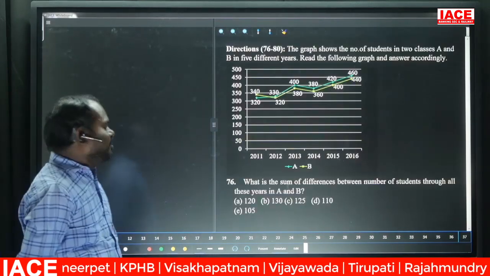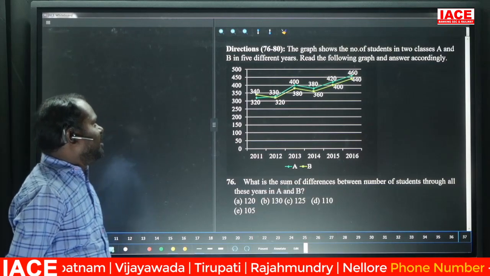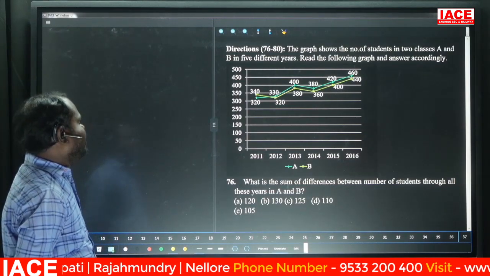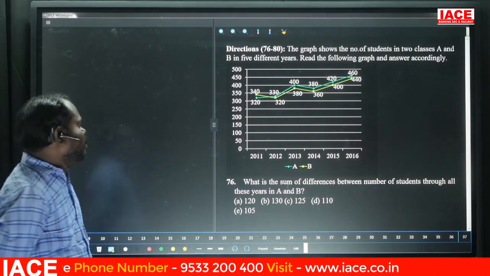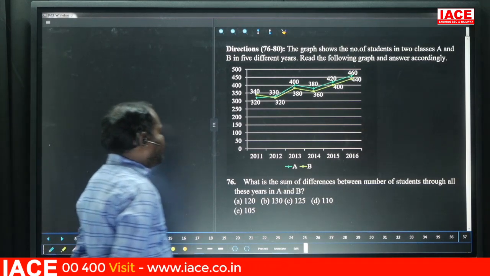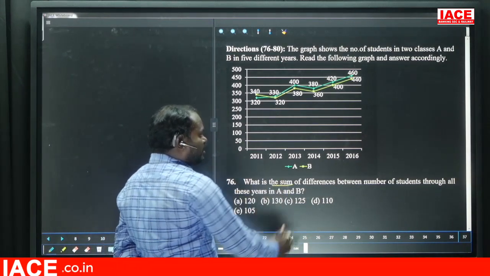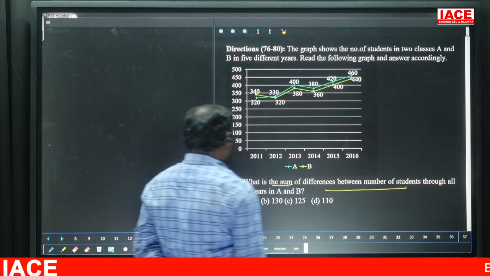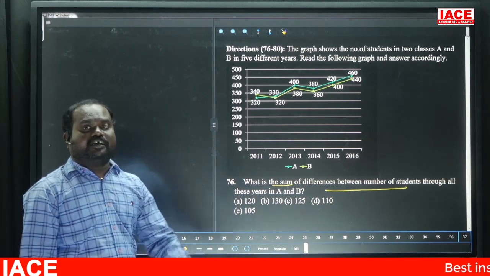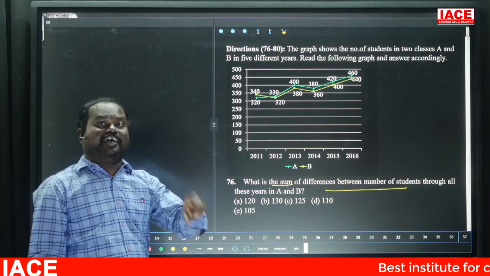Next, questions 76 to 80. The graph shows the number of students in two classes, A and B, in five different years. What is the first question? What is the sum of the difference between the number of students through all the years in A and B? A and B differences sum.